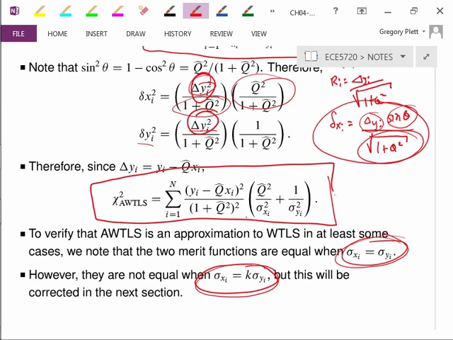So let's proceed. Let's go and look at the solution, and then after that we'll look at a number of examples.